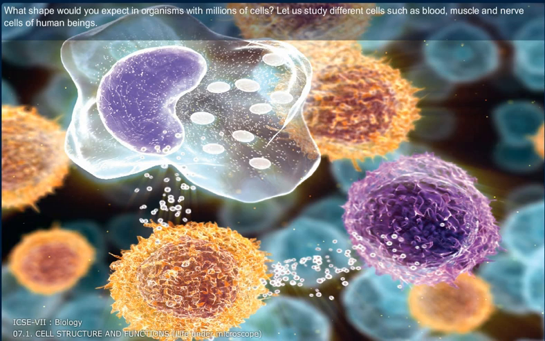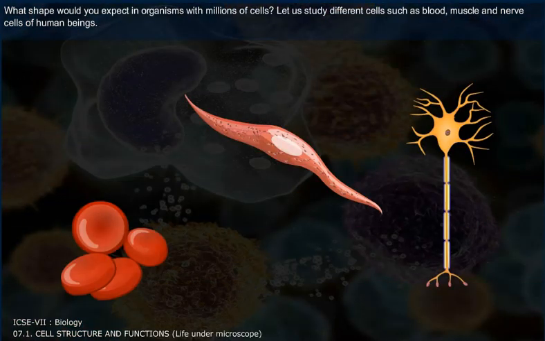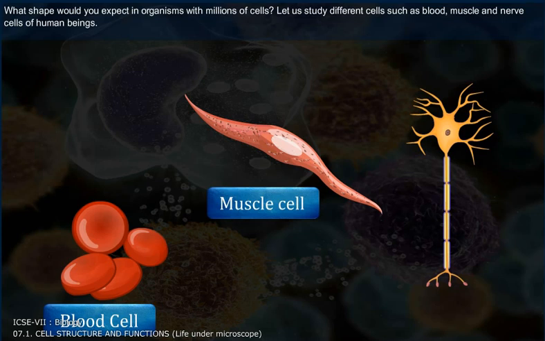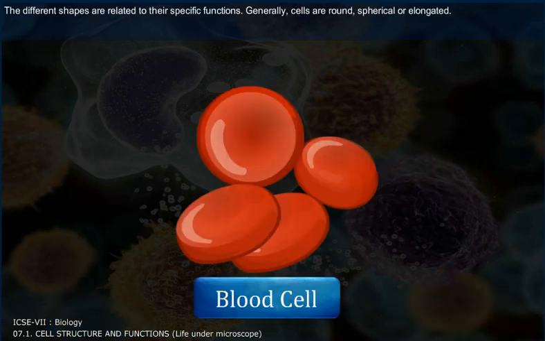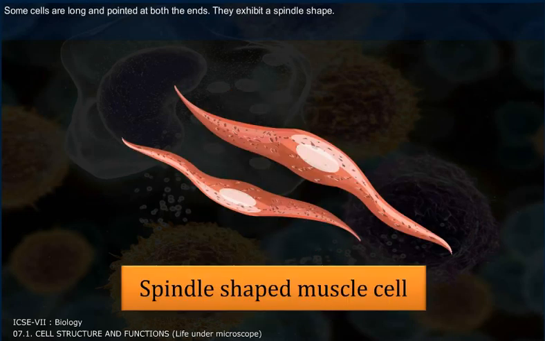What shape would you expect in organisms with millions of cells? Let us study different cells such as blood, muscle, and nerve cells of human beings. The different shapes are related to their specific functions. Generally, cells are round, spherical, or elongated. Some cells are long and pointed at both ends. They exhibit a spindle shape.